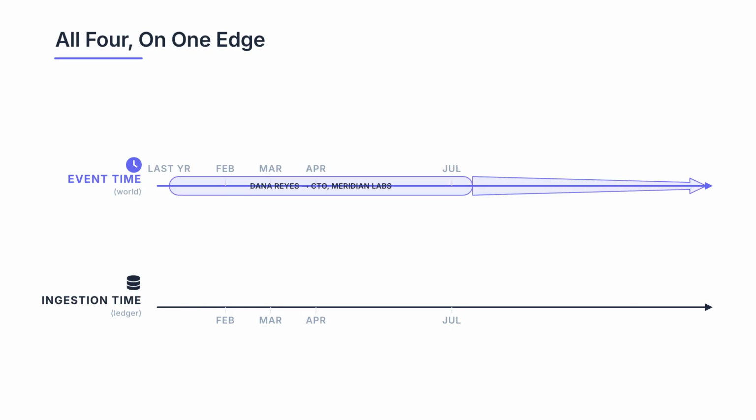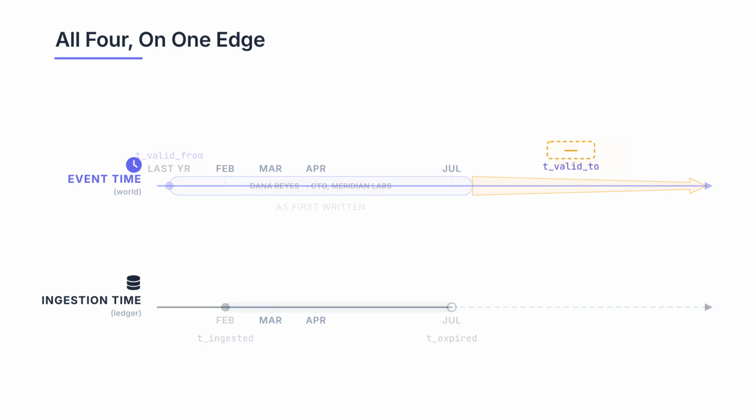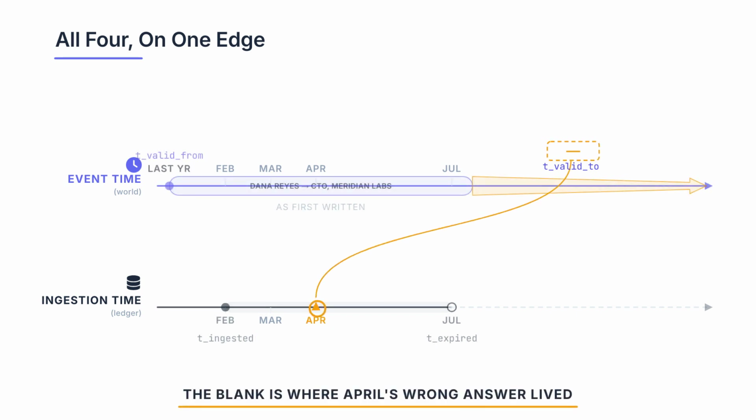Here is one record from our store. Dana Reyes is Chief Technology Officer of Meridian Labs, exactly as it was first written down. On the world's clock, it opens at valid from, which is last year when Dana actually took the job. On the ledger's clock, it opens at ingested, February, the day your pipeline first wrote it down. On the ledger's clock, it closes at expired, July, the day your system finally stopped asserting it. And valid to on the world's clock is empty. That blank is not a bug in my slide. That blank is precisely where April's confidently wrong answer came from.